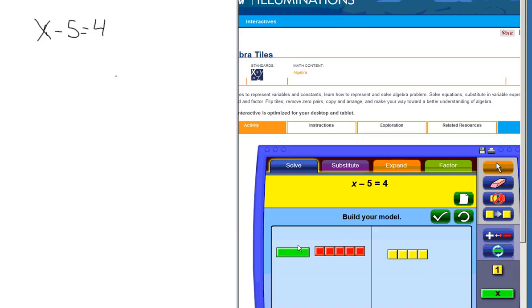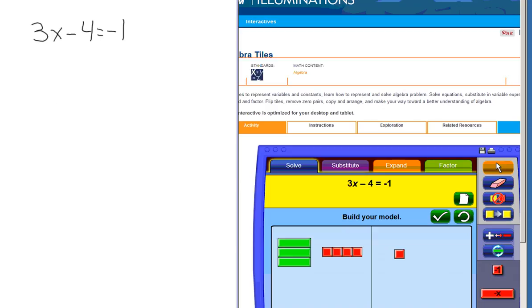So what we're going to do is we're going to bring in 5 positive 1s to the left and 5 positive 1s to the right, because whatever we do to one side, we have to do to the other side. By doing this, that will create 0 pairs on the left side. Then those 0 pairs will just disappear and cancel out. On the equation side, what that's going to look like is the 5s will just cancel, and we end up getting x equals 9, which we can also see on the visual side where we have our x equals 9, and that's going to be the solution.